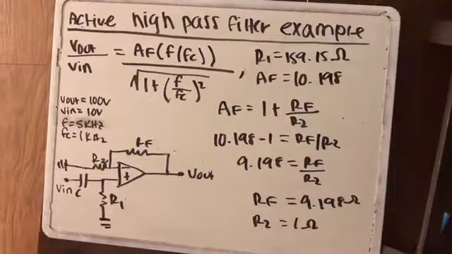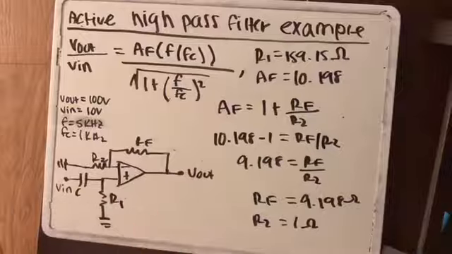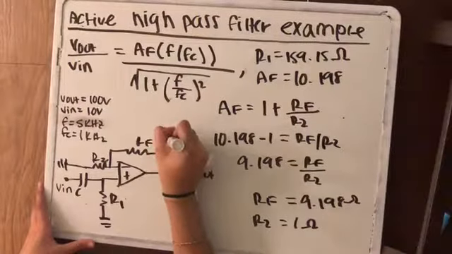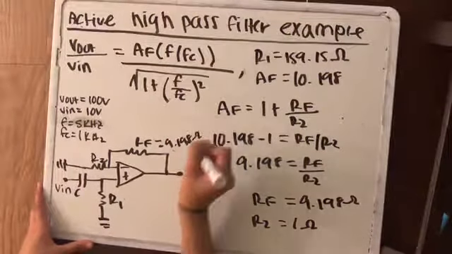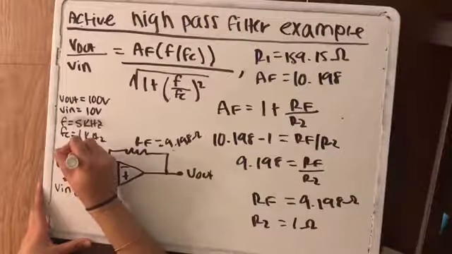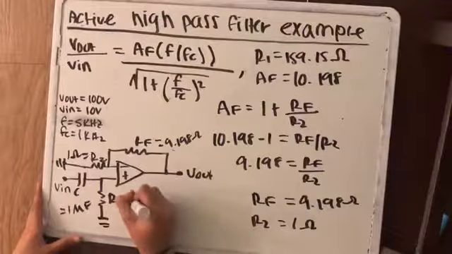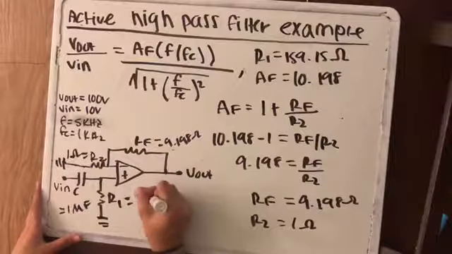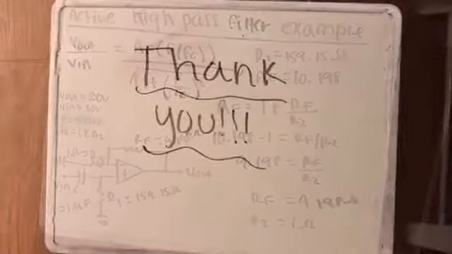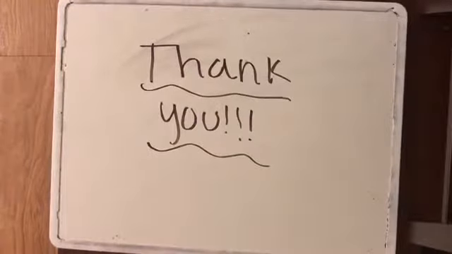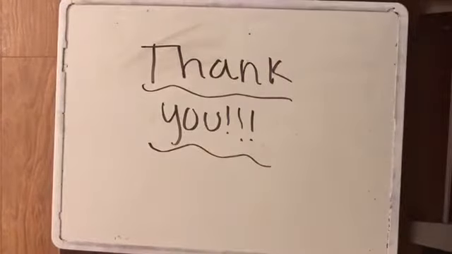And from here, all you have to do is plug these values into the circuit and you're done. So RF is equal to 9.198 ohms, R2 is equal to 1 ohm, the capacitor was equal to 1 microfarad, and R1 was equal to 159.15 ohms. And that's how you take a problem and design a passive or active high-pass filter. Thank you.